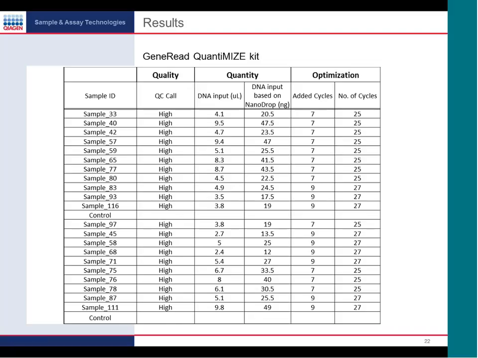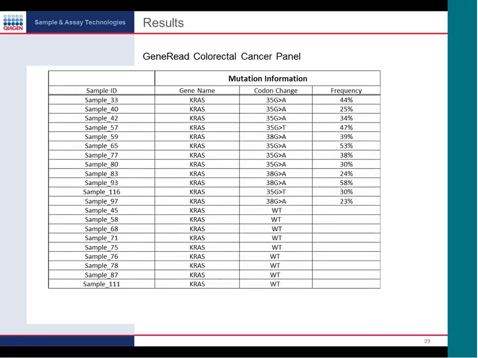So as you can see there, it's basically splitting the samples into 2 batches, one with the 7 additional PCR cycles and another with the 9 additional PCR cycles. So that's exactly what we have done. And here are the final results. As you can see here, 12 out of 21 samples have shown the mutation in KRAS at codon 12 and 13 with different mutation frequencies, whereas 9 of them seem to be wild type.